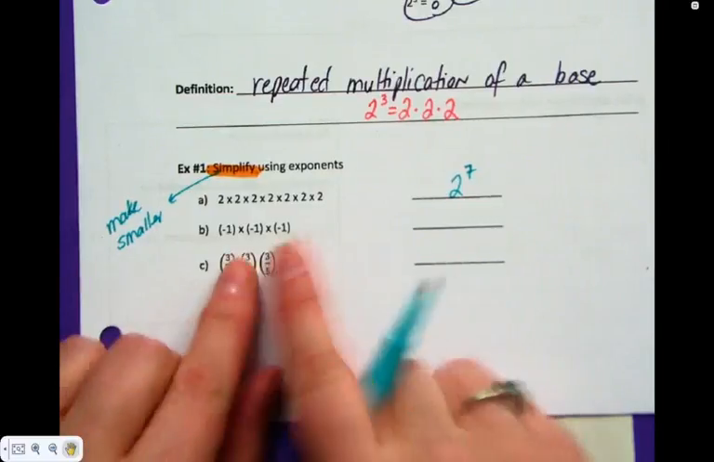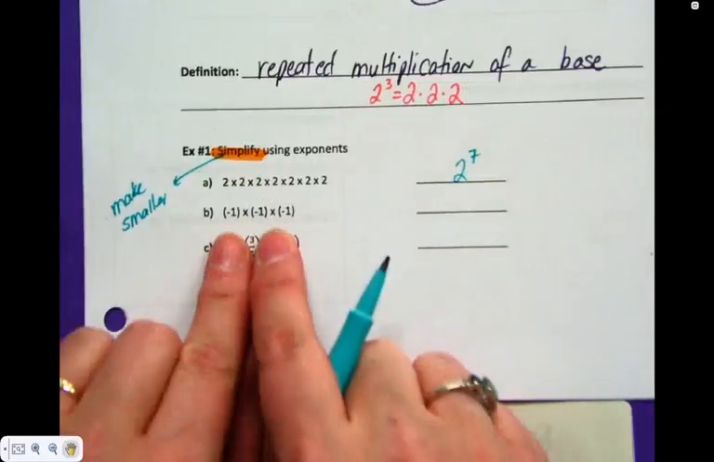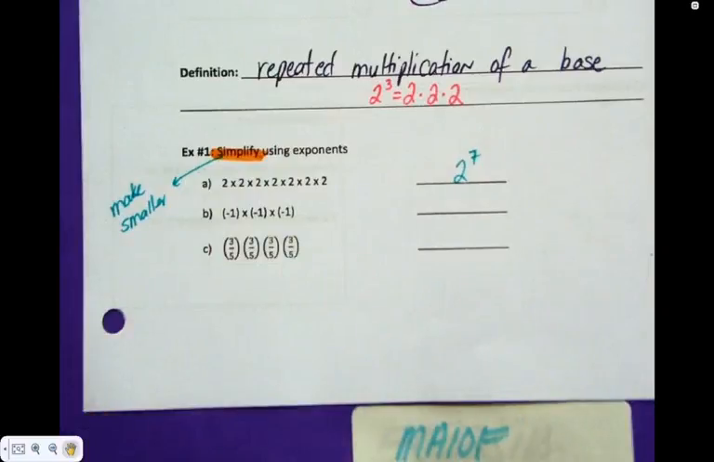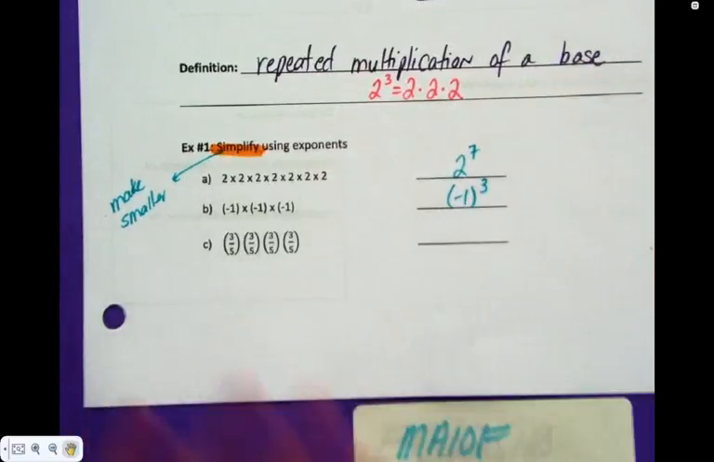B, just be careful. If there's brackets in the question, there's going to be brackets in the answer. So all I want to do is make this more simple. Instead of writing -1 times -1 times -1, what's the short way to write that? Negative 1 to the 3. So I'm going to keep those brackets, and I'm going to make it cubed.